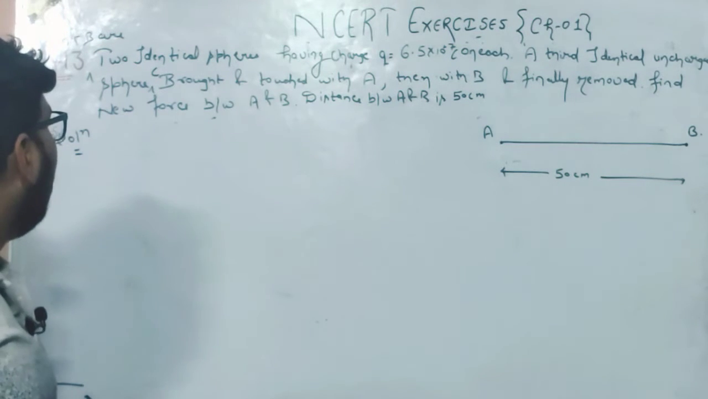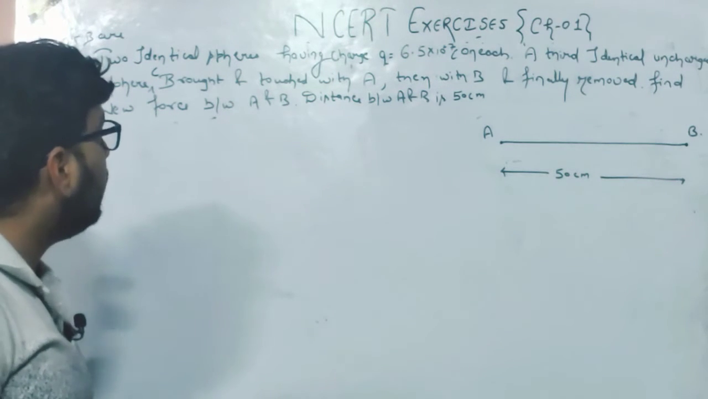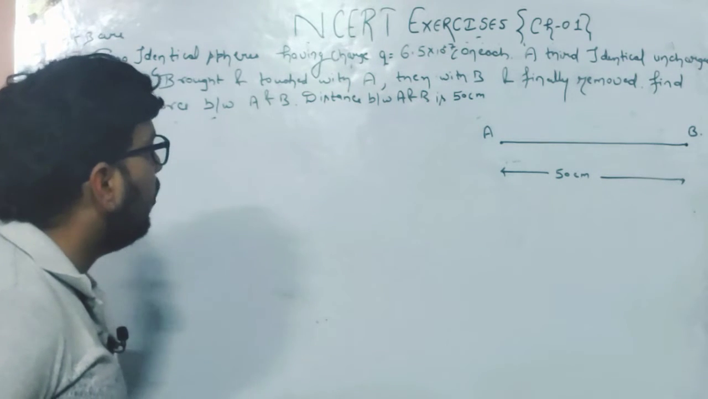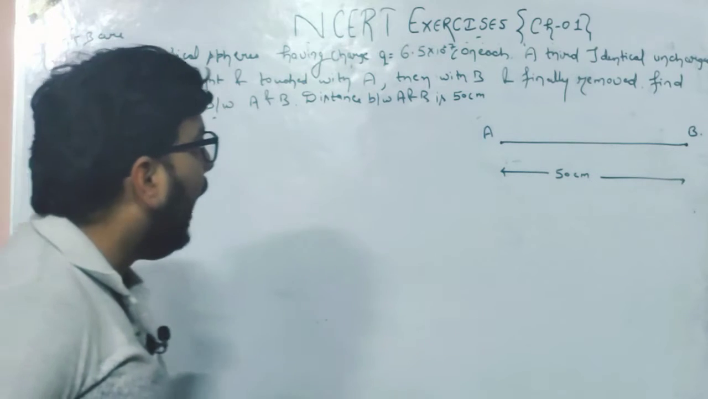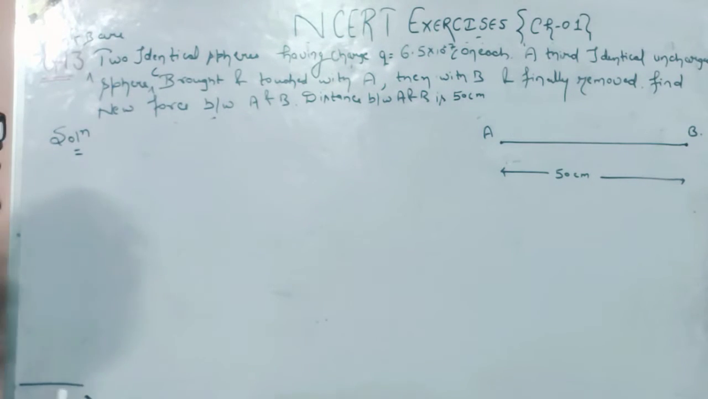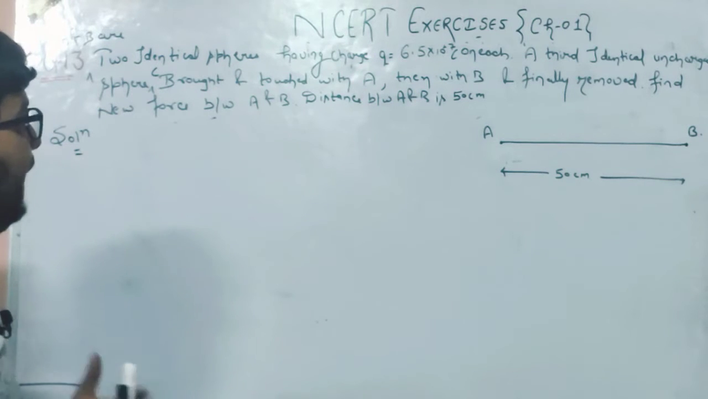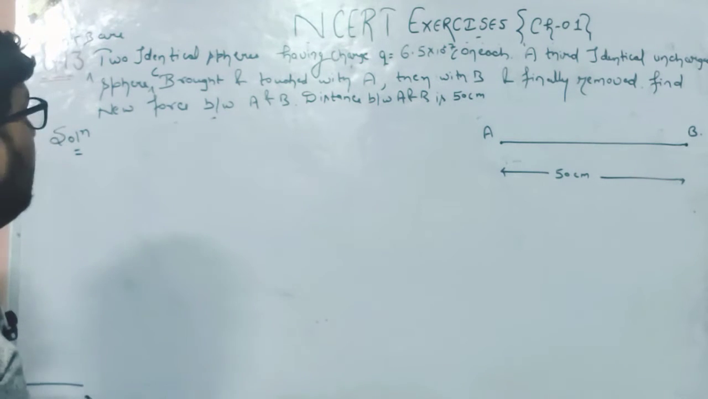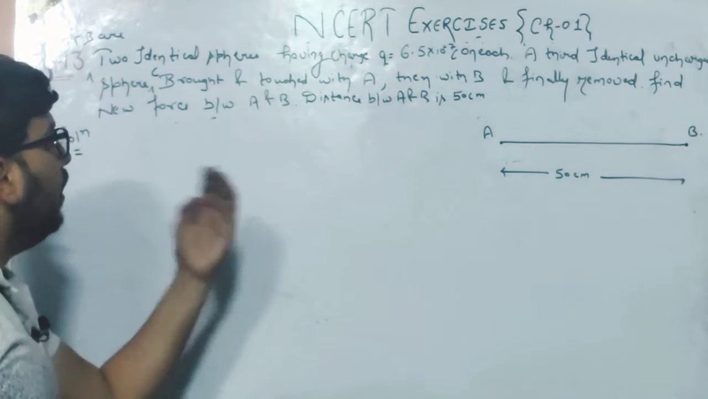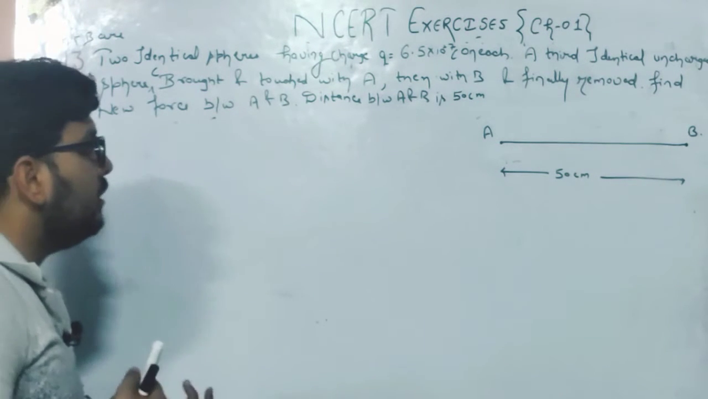A and B are two identical spheres having charge Q equal to 6.5 × 10^-7 coulomb on each. A third identical uncharged sphere C is brought and touched with A and then with B, and finally removed. Find the new force between A and B. The distance between A and B is 50 centimeters.